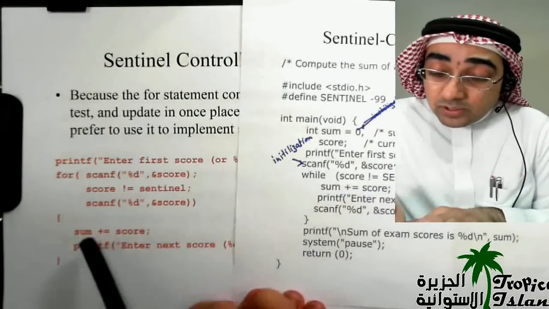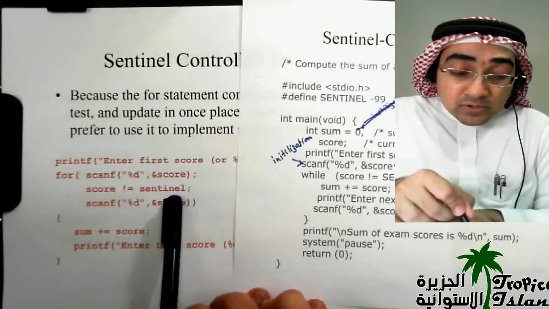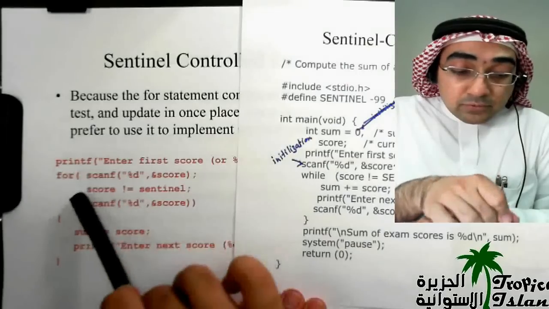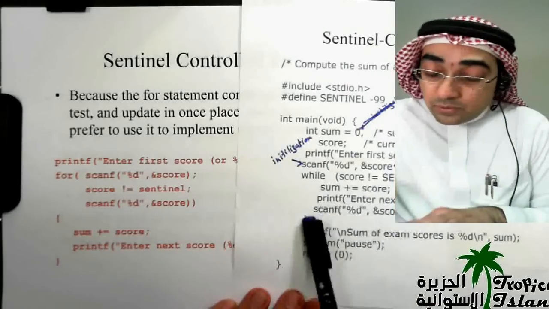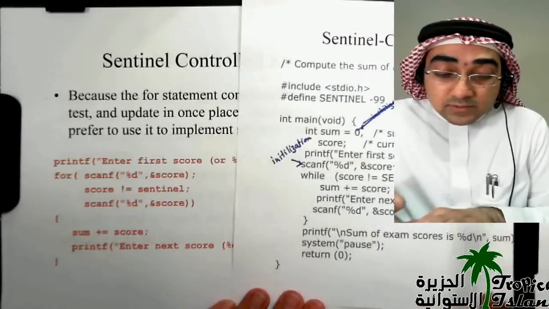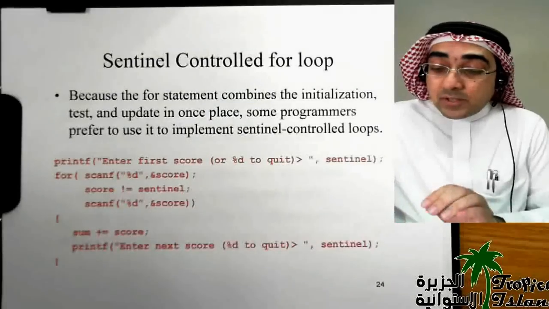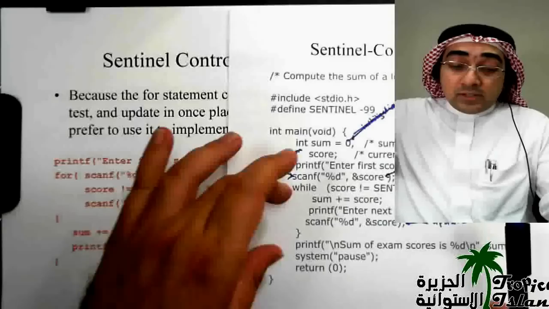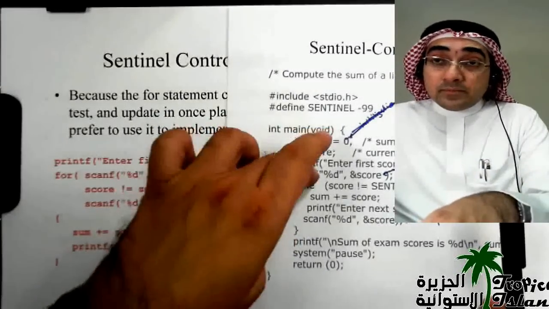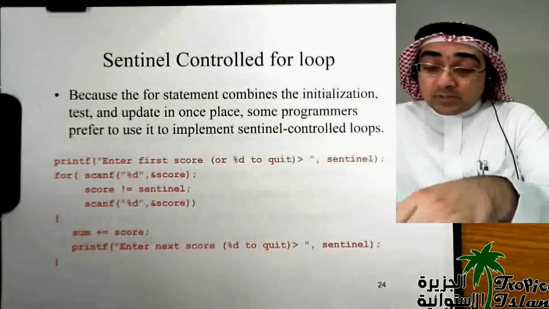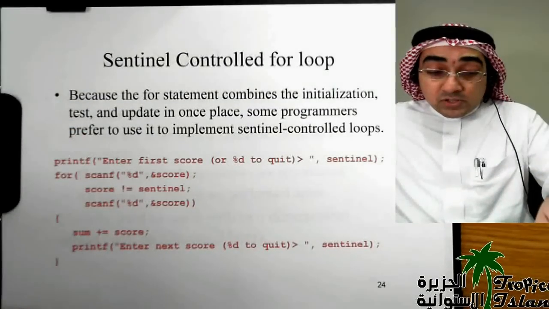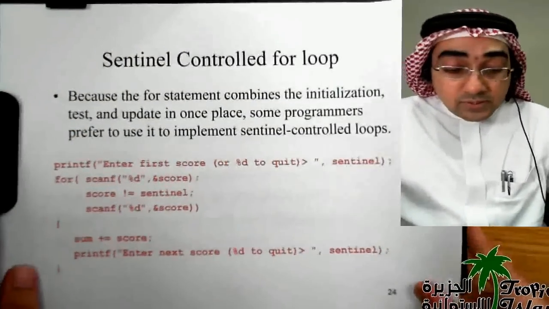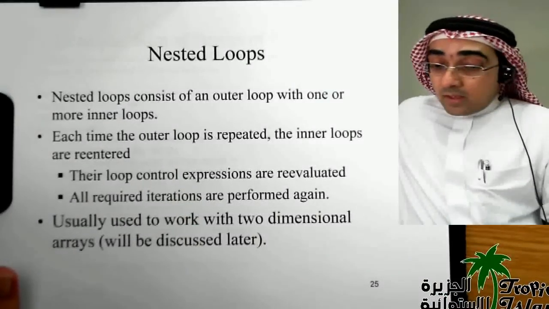And notice inside I only put the sum plus equal to the score because I don't have to do the update. The update is outside the body of the for loop, it's inside the brackets of the for loop, so that's why I don't have this line, and I put the printf, so I just prompt the user every time I ask him. Okay, so this for loop actually is equivalent to this while loop, where I have to do initialization, test, and update. Because it was too long, I put it in 3 different lines over here.